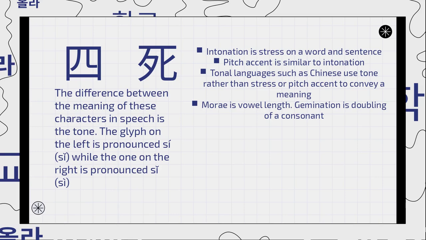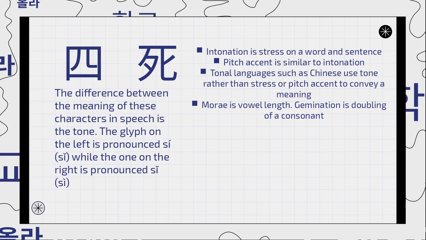Gemination is consonant length, and it works similar to morae. Gemination focuses on the tenseness or length of a consonant. For example, consider the Russian word sor, meaning litter, with sor, meaning quarrel. The way these words are differentiated is through the length of the letter S at the beginning of each word.